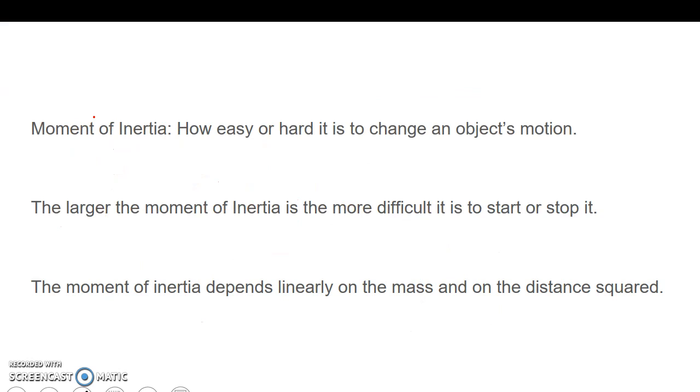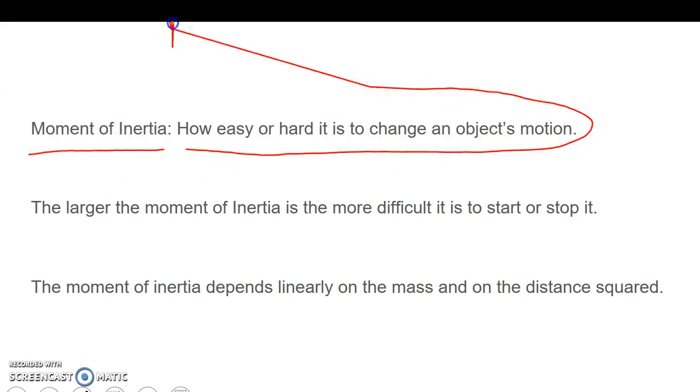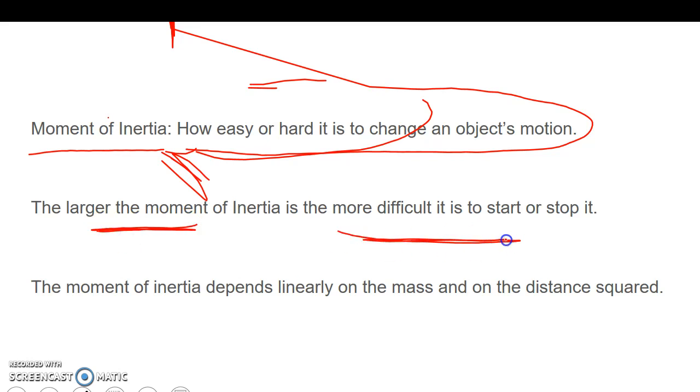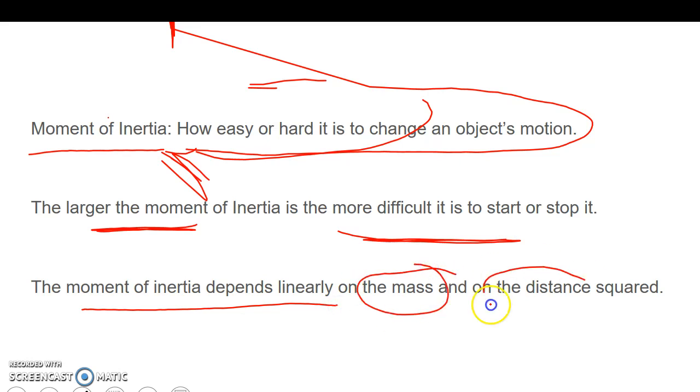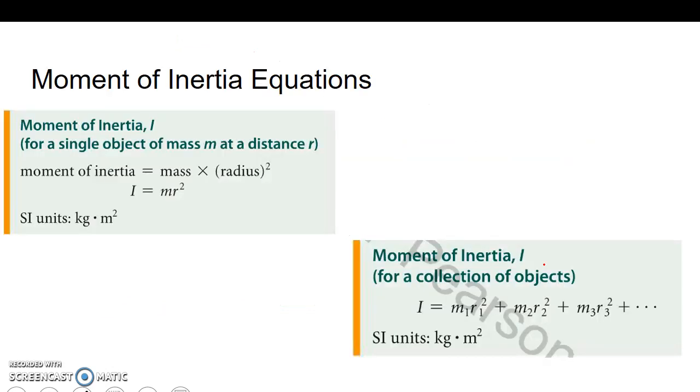So other terms, moment of inertia, how easy or difficult it is to change an object's motion. So the higher the moment of inertia, the harder it is to change its motion. So the larger the moment of inertia, the more difficult it is to start or stop it. The moment of inertia depends on the mass and the distance squared. And so we'll look at some examples of that. But it depends linearly on the mass and the distance squared.